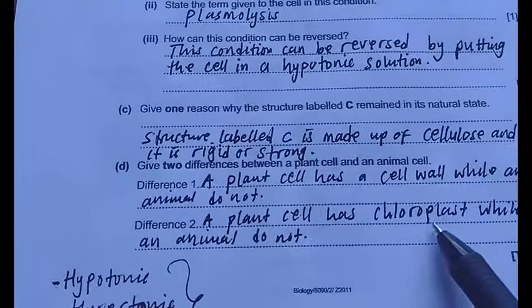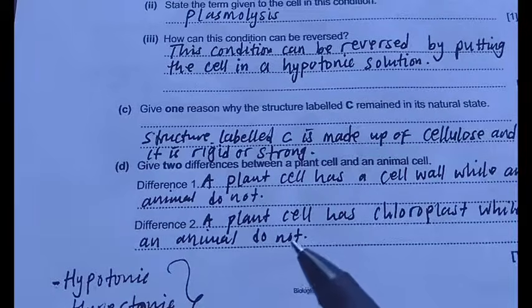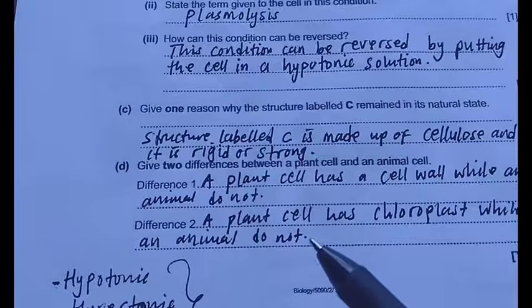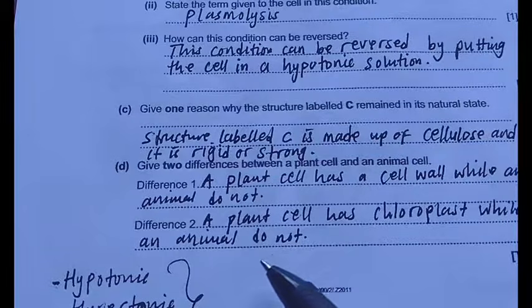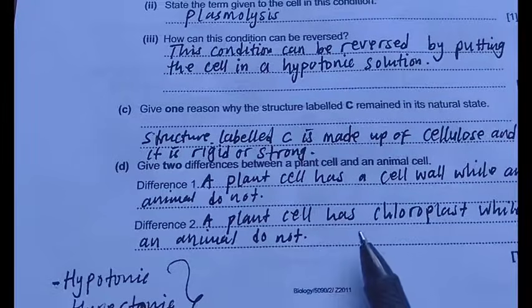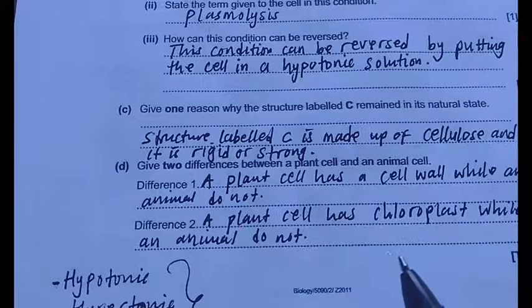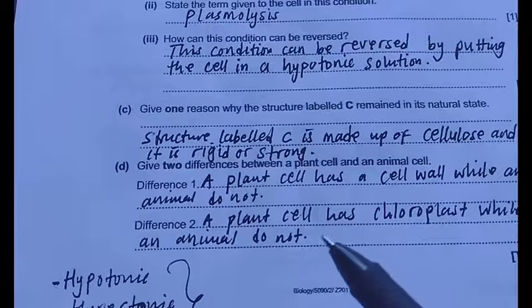So this chloroplast allows a plant cell to undergo the process called photosynthesis. That is how a plant is able to manufacture its own food through the process of photosynthesis. So there are a lot of notable differences here. Apart from that, you can say a plant cell is bigger in size, while an animal cell is smaller in size. Okay. Also, you can say a plant cell has a regular shape, while an animal cell has an irregular shape. So there are a lot of differences that you can give.